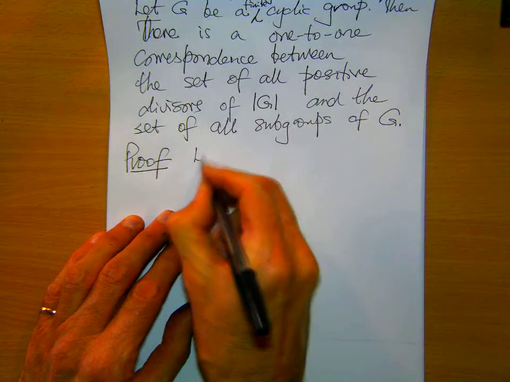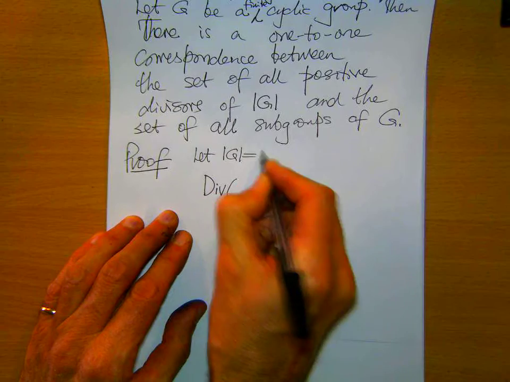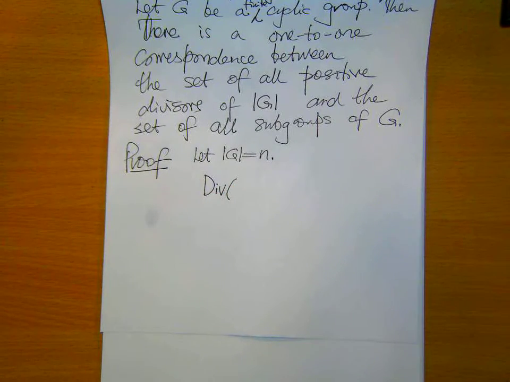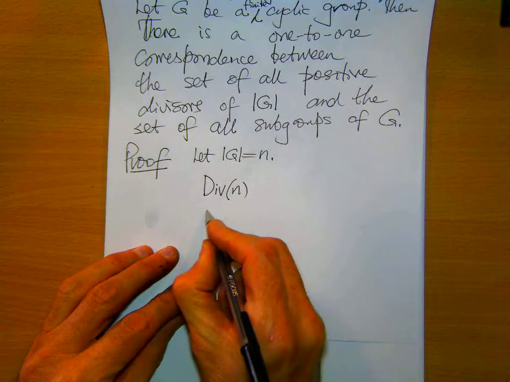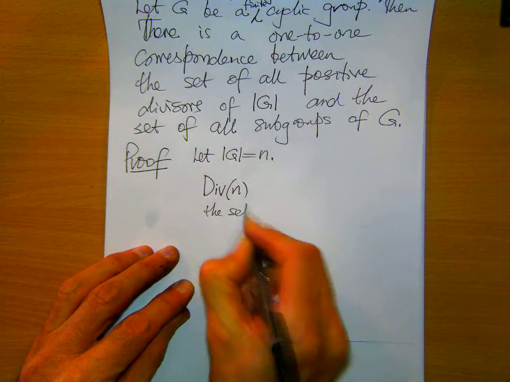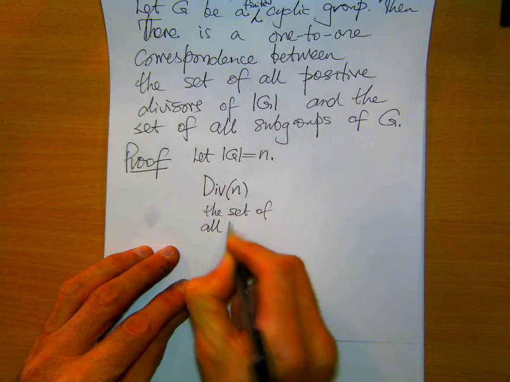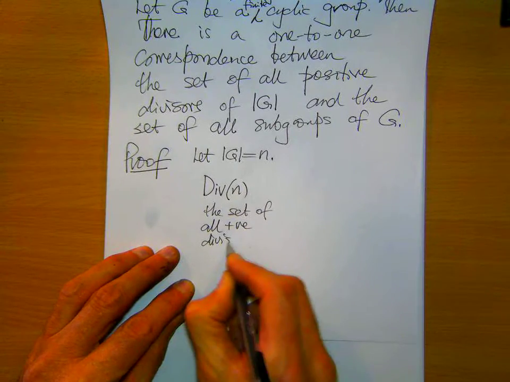So let's say the order of G is n. Remember, it's finite, so its order is some natural number. So I'm going to look at all the divisors of n. So imagine some positive integer n. So this is a set of all positive divisors of n.